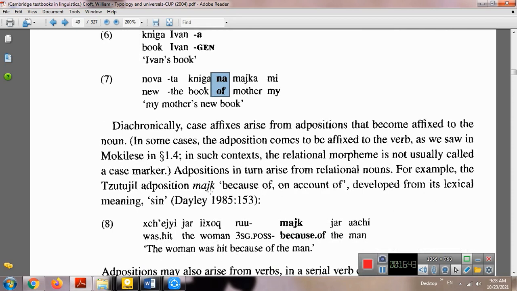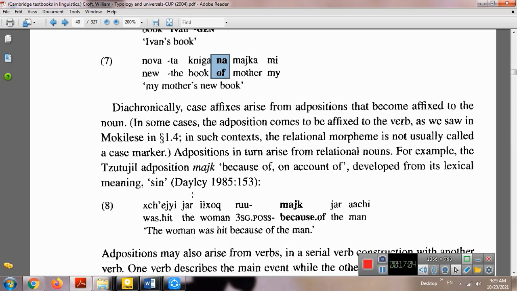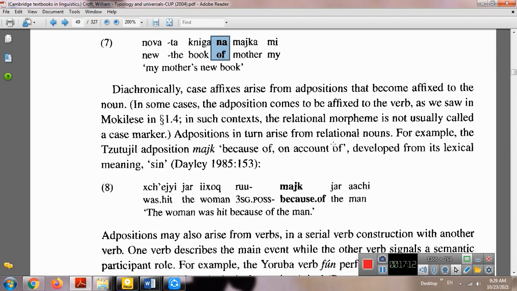Diachronically, case affixes arise from adpositions that become affixed to the noun. Okay. Diachronically, case affixes, or bound relational morphemes, arise from the free relational morpheme that becomes affixed to the noun. In some cases, the adposition comes to be affixed to the verb, in which context the relational morpheme is not usually called a case marker.